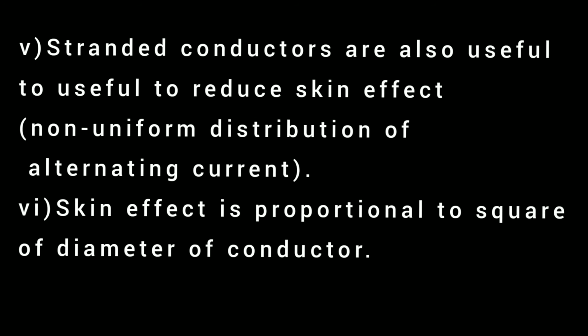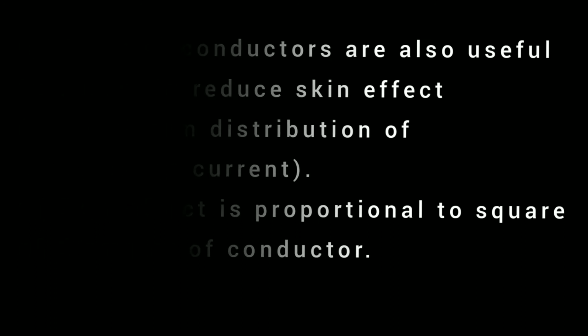Skin effect is the non-uniform distribution of alternating current. Due to skin effect, resistance gets increased. That is, a solid conductor gets divided into an outer section and an inner section. The outer section offers low flux linkages, low inductance and low inductive reactance, whereas the inner section offers high flux linkages, high inductance, high inductive reactance. So current passes more through the outer section than the inner section. Skin effect is proportional to the square of the diameter of the conductor.